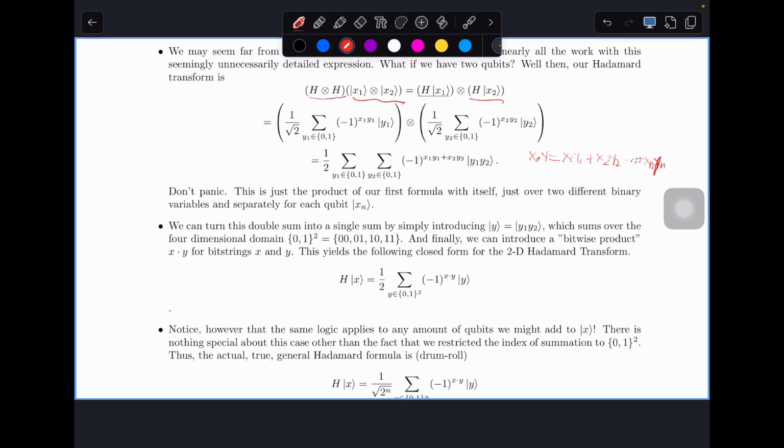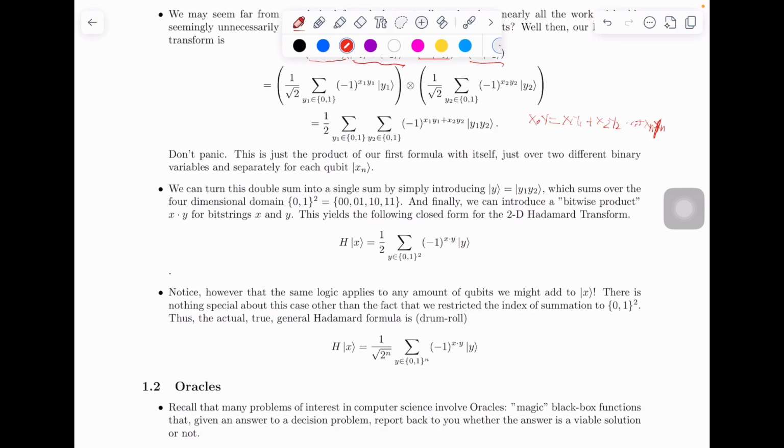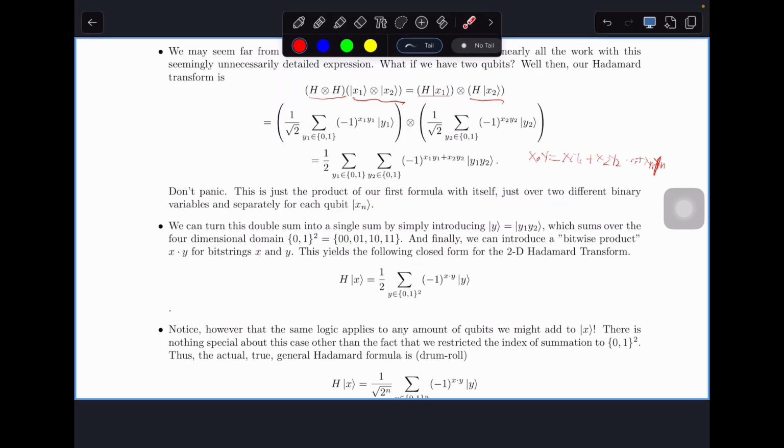So in this case, for a two-dimensional bitwise product, we can practice and show that the bitwise product of 0, 0 dot 0, 1 is equal to 0 times 0 plus 0 times 1, which is equal to 0.